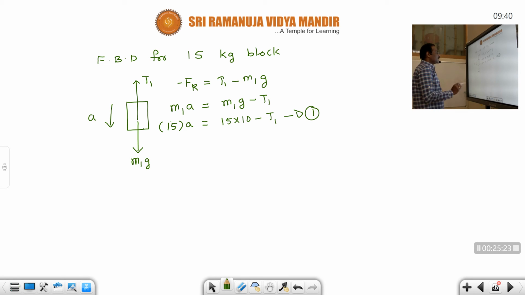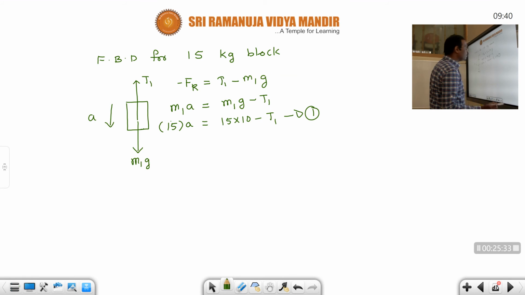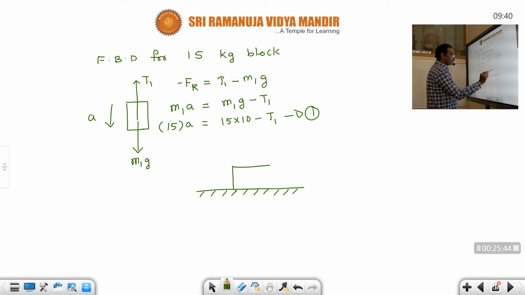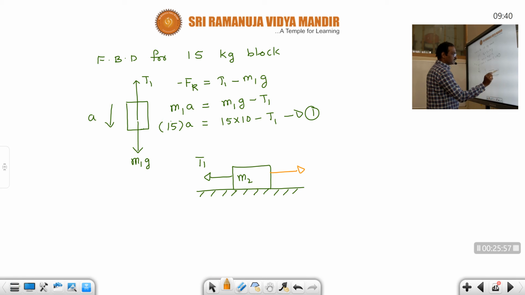Similarly, if you take the second block, the 5 kg block, I will call it M2. This M2 block is on the horizontal floor. The second mass M2 is 5 kg. Now what forces are acting? In this direction, tension T1 is acting. Then in this direction, tension T2 is acting.